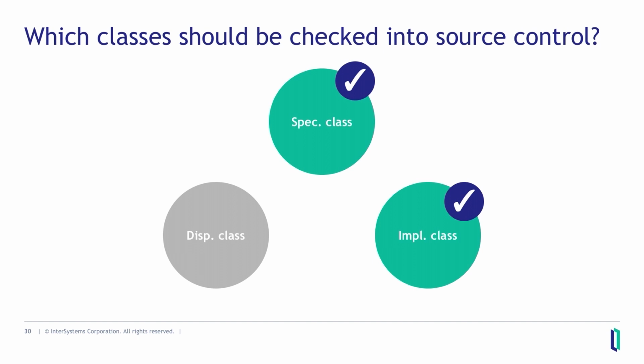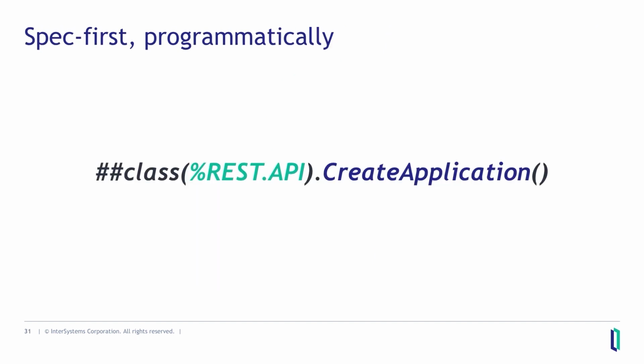So I hope this gives you an appreciation for a different design approach, a new capability that we're adding with IRIS 2019.1. I want to wrap things up here by highlighting another way to update the spec. If you're interested in doing this programmatically, I recommend looking at the class %REST.API and this method specifically, CreateApplication, which takes arguments for the Swagger spec location, the application name, and even the web application name if you wanted to set that up.